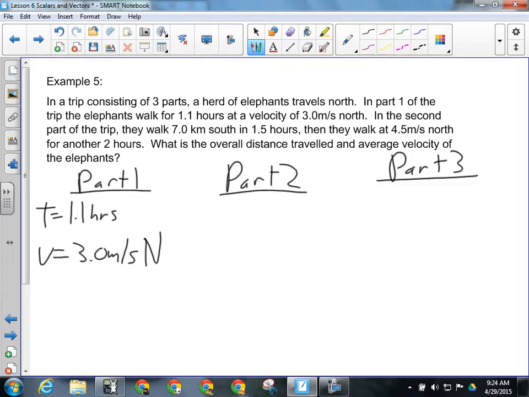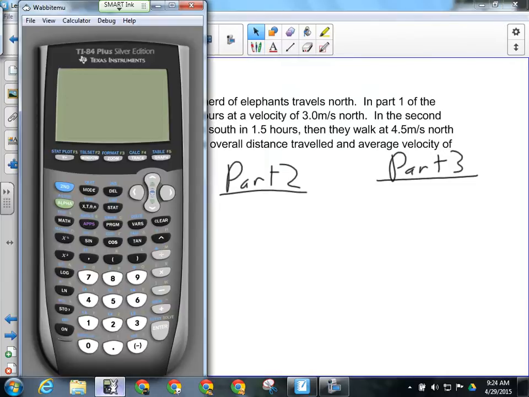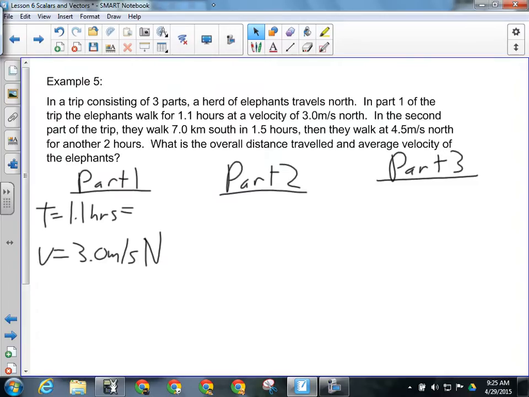What should I do right now looking at the units for my velocity and the units for time? Nope, before I do that, I can't do that until I do something with my units. Right, turn the hours to seconds. I cannot use hours and seconds to find D until the units match. So what I've got to do here is multiply 1.1 hours by 3600 in order to get the proper number of seconds. All right, so we're looking at 3,960 seconds for part 1.